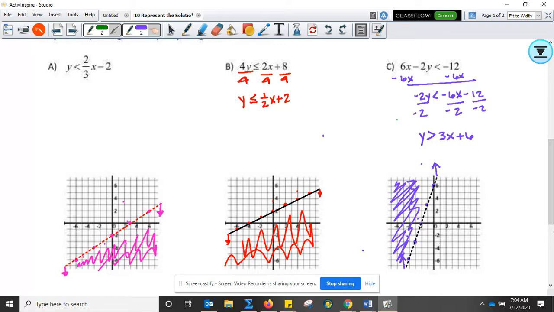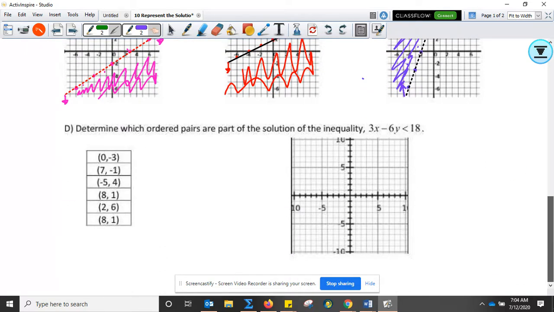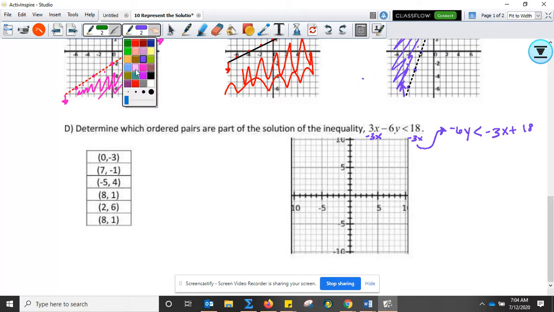All right, awesome sauce. Now, determine which ordered pairs are part of the solution of the inequality 3x minus 6y is less than 18. So I'm going to solve this for y. I'm going to subtract 3x, and I get negative 6y is less than negative 3x plus 18. Now let me change colors. Let's change to purple. I need to divide everything by negative 6.